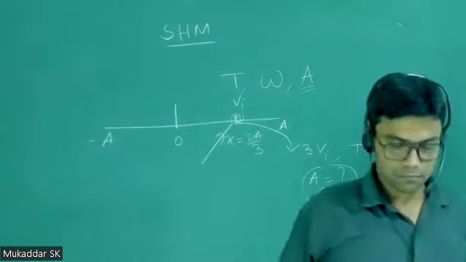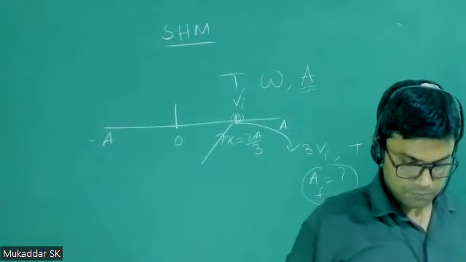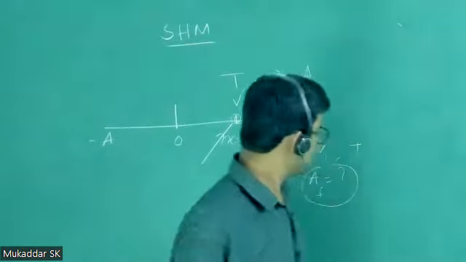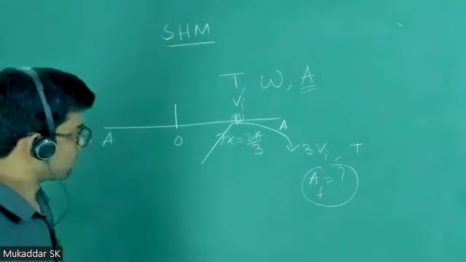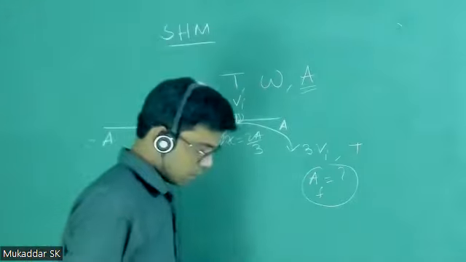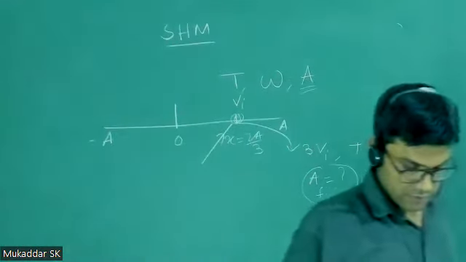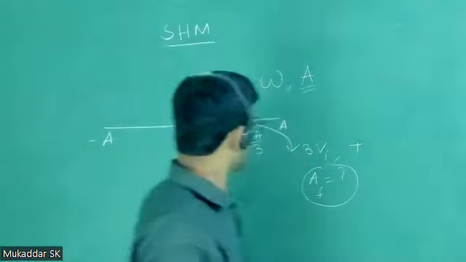So it comes out 7a by 3. Oh, great, very good. You did it so quickly. Very good. Just comparing the two, v equal to omega into square root of a square minus x square. Okay, great. You will get 7a by 3. So let us solve it.